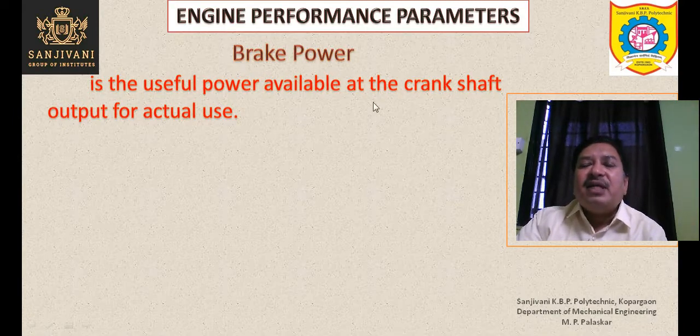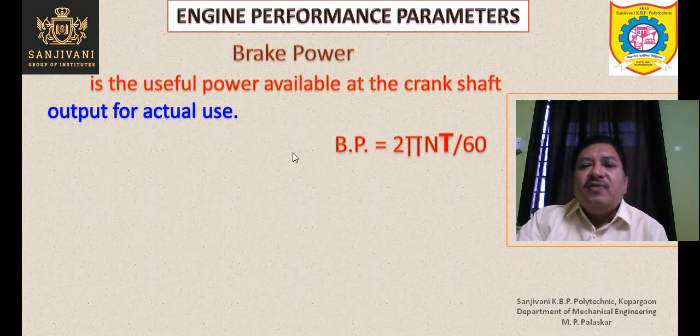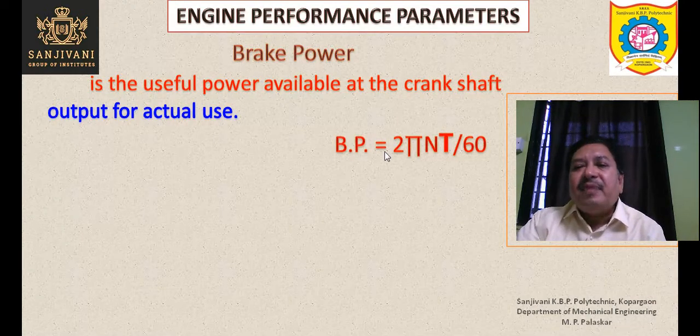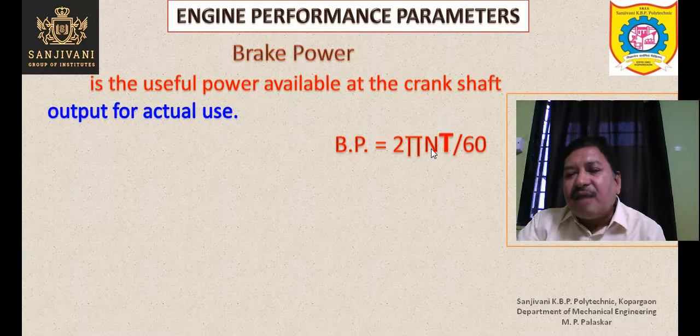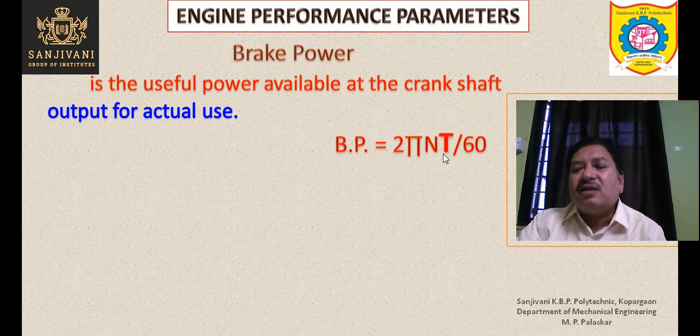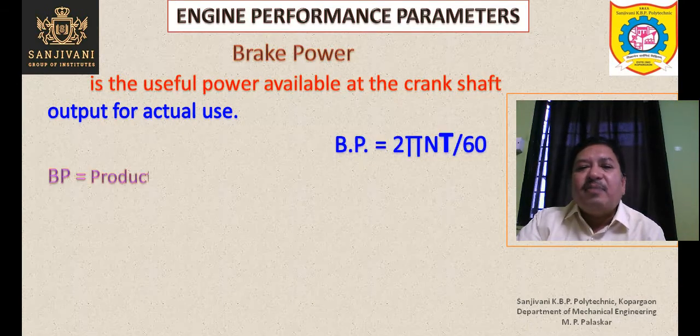The brake power is always less than the indicated power. So we have the formula to find the brake power. Brake power is equal to 2 pi nt upon 60. Here n is the rpm of the crankshaft, T is the torque of the crankshaft, and this is the formula for the brake power.